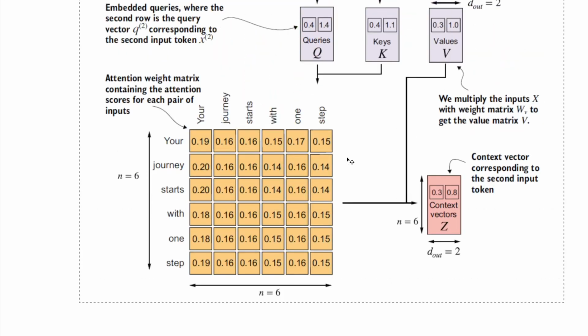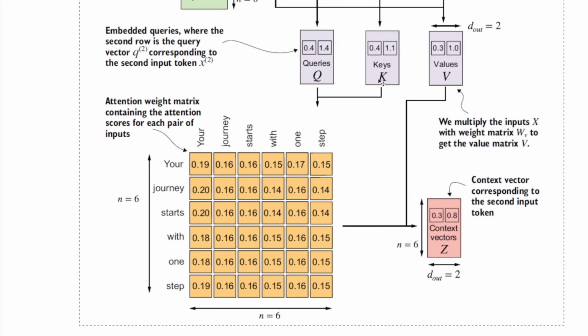And we take the Q and the K matrix and calculate this attention weight matrix. This has already been softmaxed, with the scaling by the square root of the dimension. So K and Q will now create the attention weight matrix. It's saying 0.19 attention to your, 0.16 attention to journey, and all of that kind of stuff. So this is the attention weight matrix.